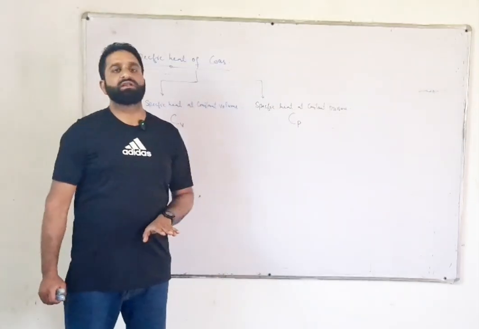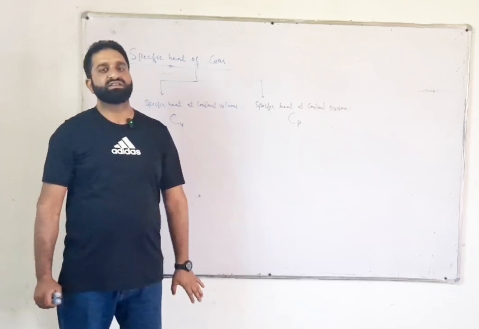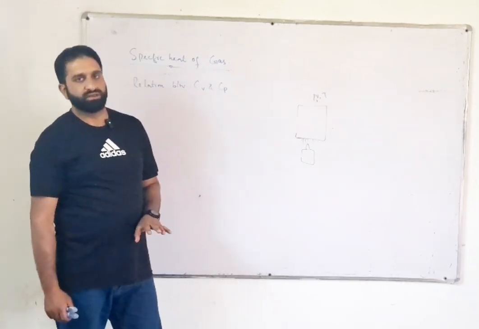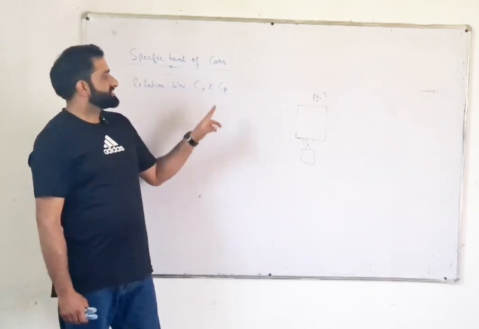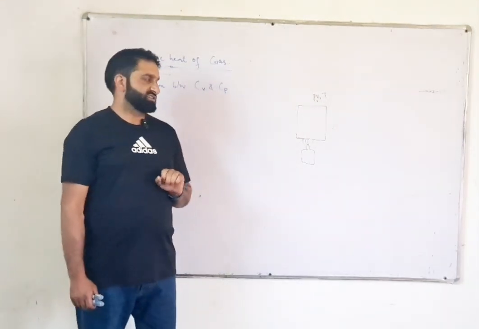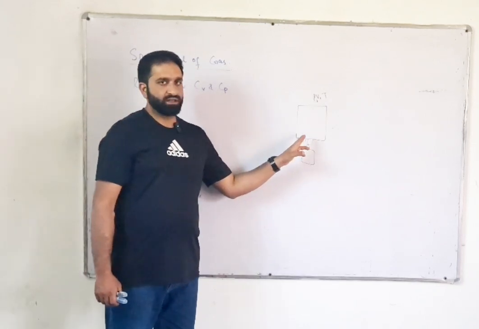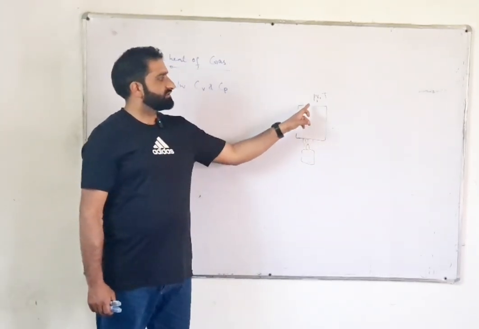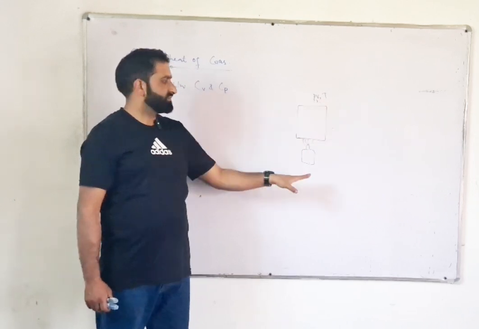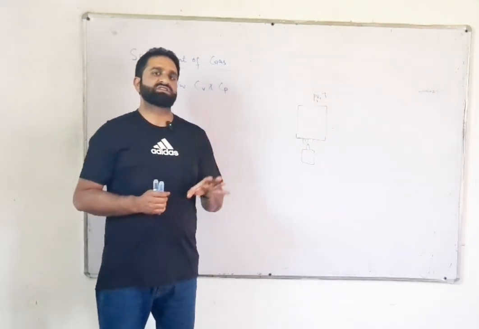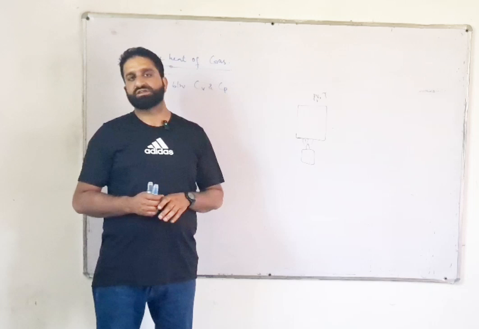Now we will see what is the relation between the Cv and Cp. To obtain a relation between the Cp and Cv, that is specific heat at constant volume and specific heat at constant pressure, we have 1 gram of gas contained in a container, and that gas has the state variables P, V and T. Now the gas is heated firstly under constant volume and then under constant pressure.